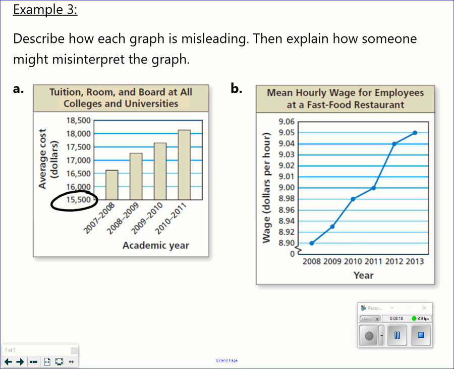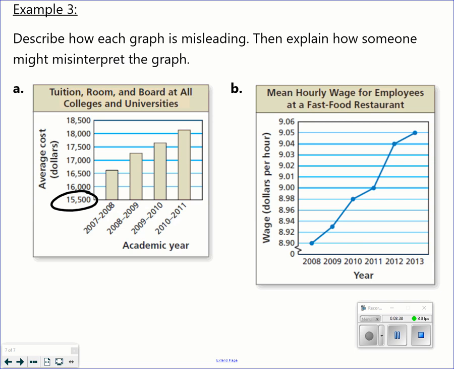So it's a bit misleading to look at this. It only looks like it's going up very small amounts, but each one of these is going by 500. So it doesn't look like much, but this is a pretty big increase in tuition from one year to the next. So again, changing the scale, making things smaller, makes this very misleading.